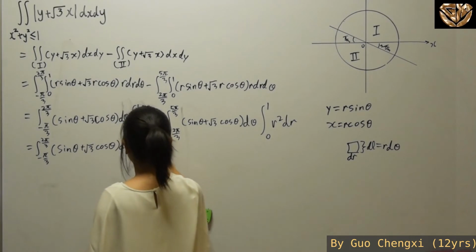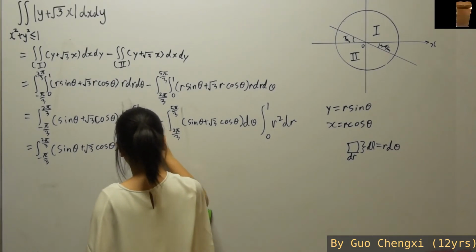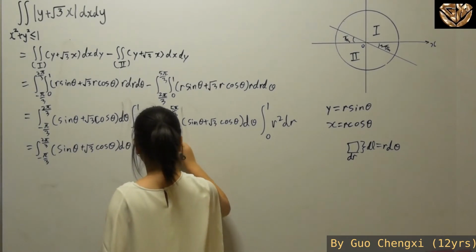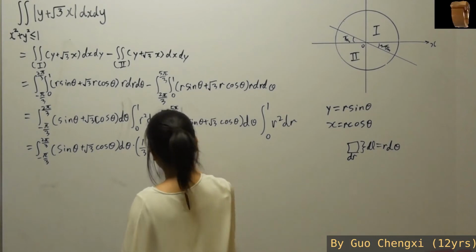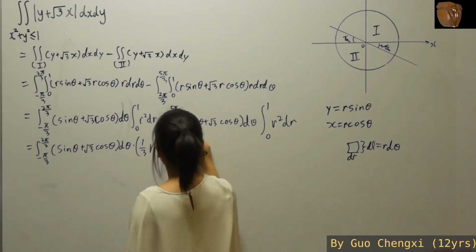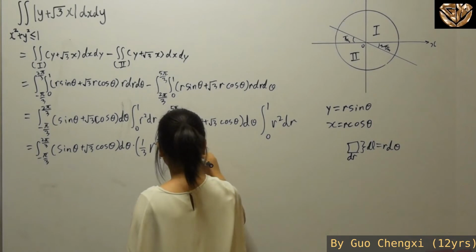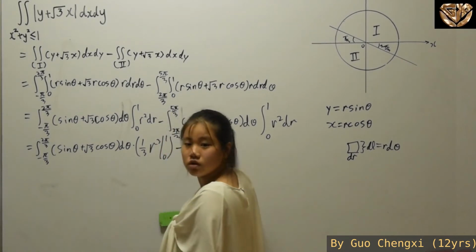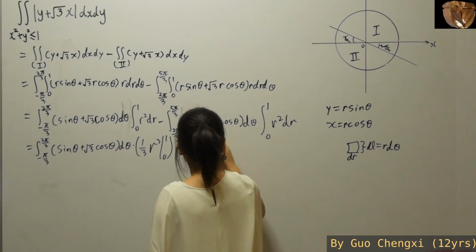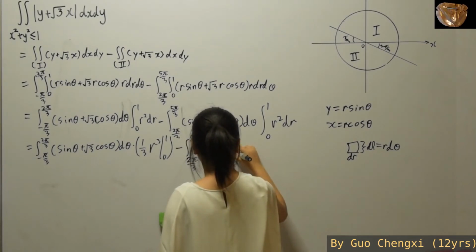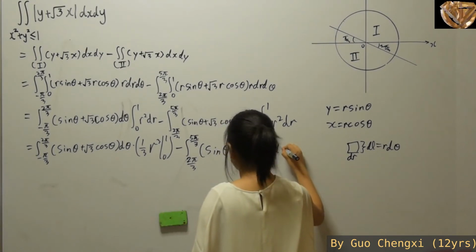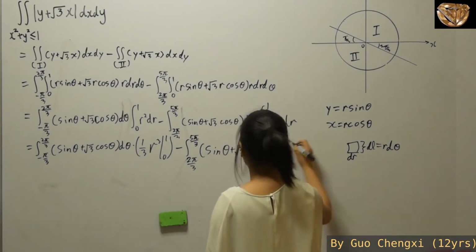And then here we'll have r cubed from 0 to 1, and then here we'll minus the integral from 2 pi over 3 to 5 pi over 3 of sine theta plus square root 3 cosine theta d theta. Then after that we have 2 times the same thing again.